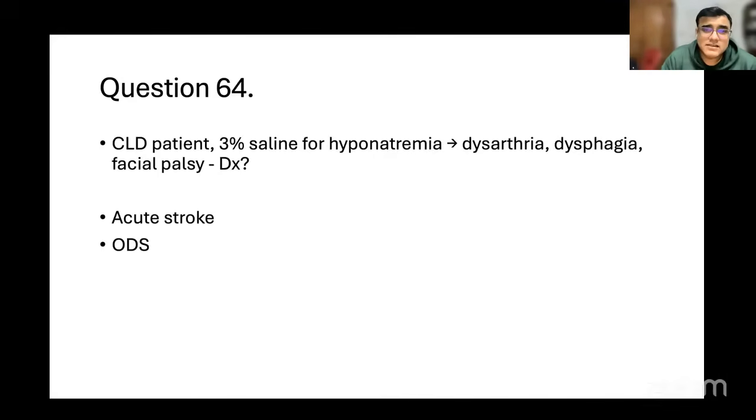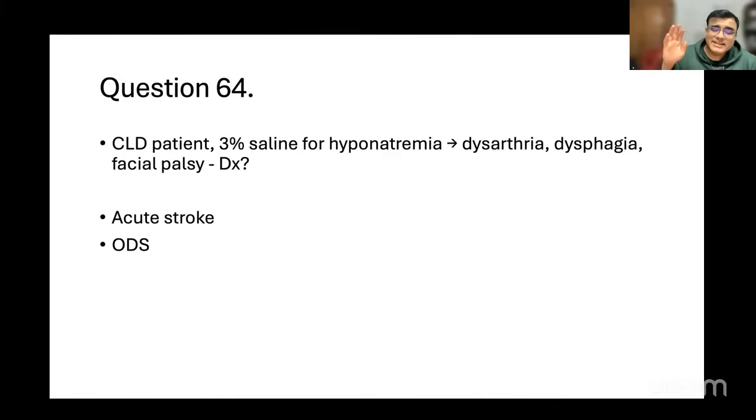CLD patient, 3% saline for hyponatremia, develops dysarthria, dysphagia, facial palsy, diagnosis? Acute stroke or ODS, osmotic demyelination syndrome, was one of the options. If ODS was the option, then it is ODS all the way. Why? Because with severe hyponatremia, less than 120, alcoholism, and liver disease, these patients are at very high risk of developing ODS. So ODS would have been the correct option here.